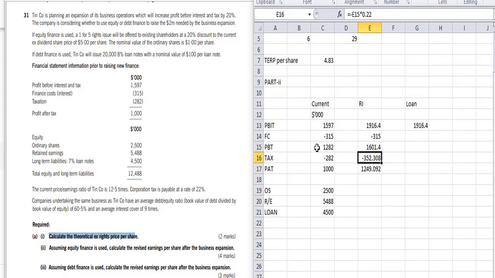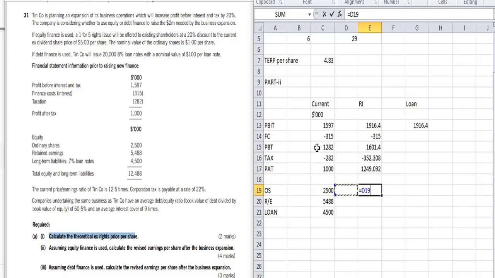So profit before interest and tax is increased by 20%. The question has told us that whether they issue a rights issue or loan note, the profit will increase by 20%. Finance cost won't change in case of a rights issue, it will be as it is. So profit before tax we have calculated, and tax I have calculated by multiplying the profit before tax by the tax rate. We got profit after tax.